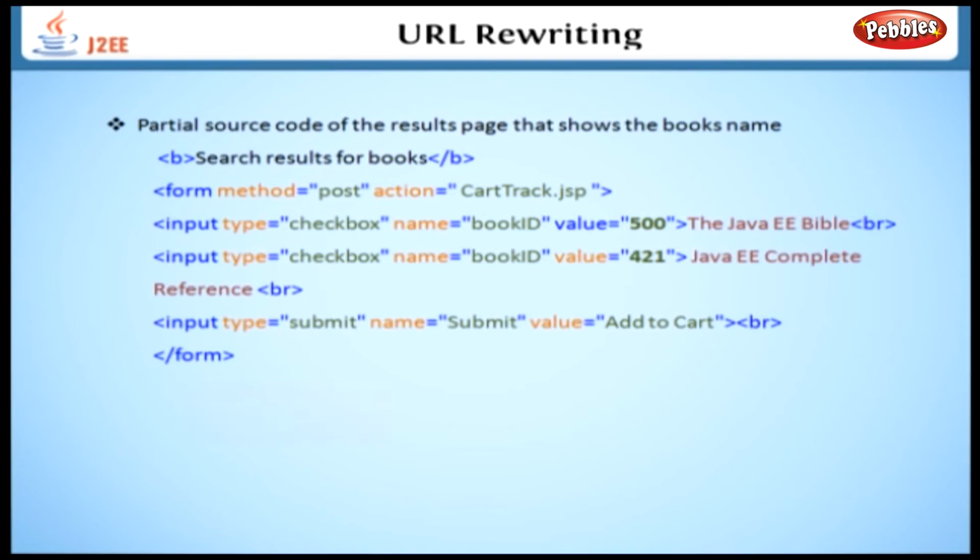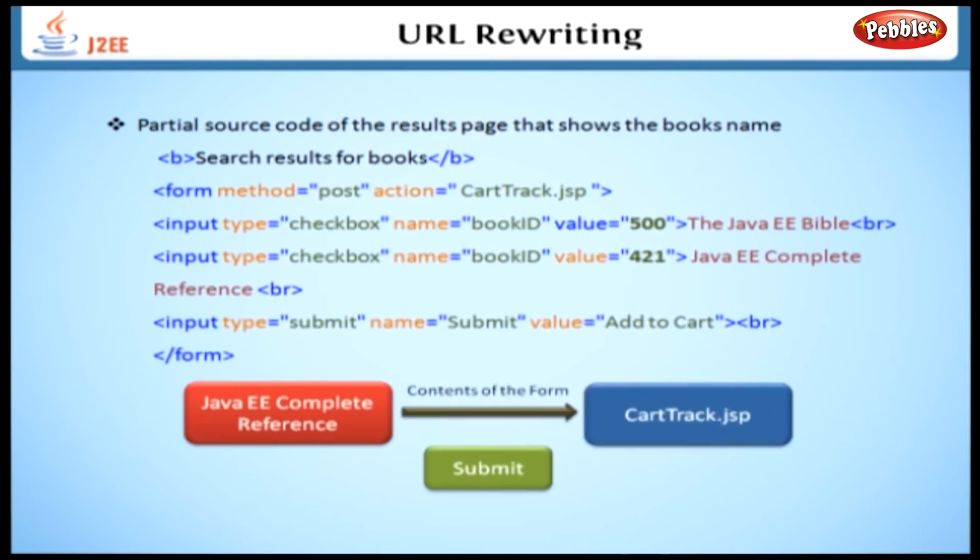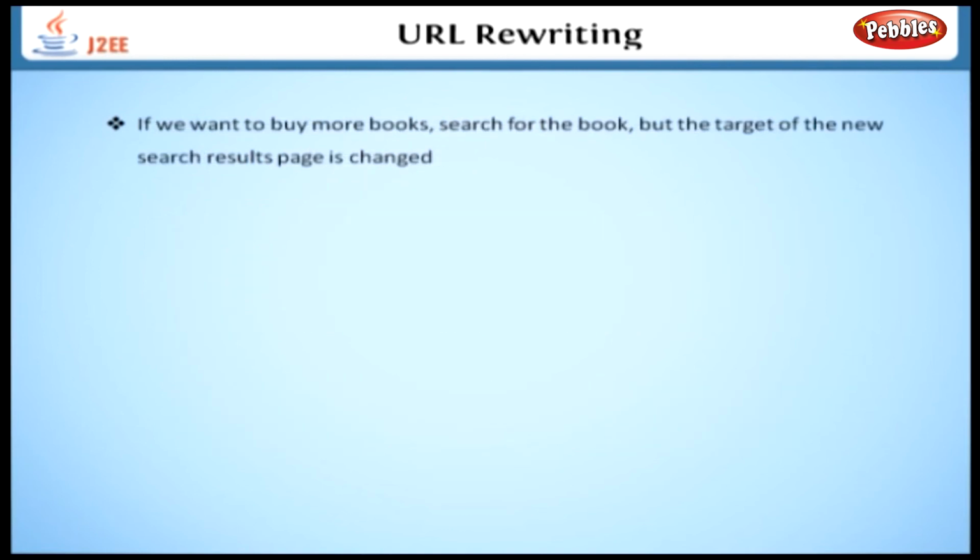Now we choose to buy the Java EE Complete Reference book and click the Submit button. This would pass the contents of the form to a program called carttrack.jsp, which should read the selected checkboxes, and if we finish purchasing, then it will go for billing. Remember that 421 is the ID of the selected book. Alternatively, if we want to buy more books, we can search for the book and then the target of the new search results page is changed.